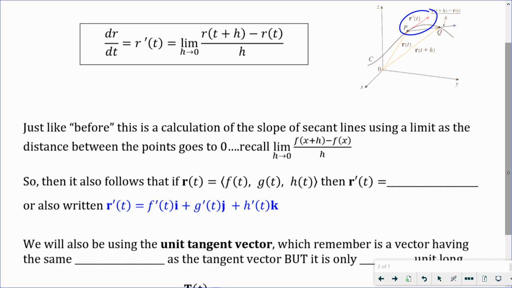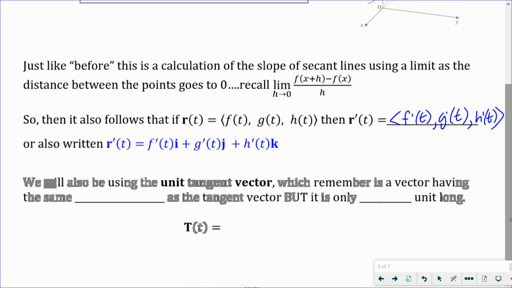Anyway, if you have r of t as three separate functions, like you've been seeing in your problem, then r prime of t is simply f prime of t, g prime of t, and h prime of t. You just do the derivative of each part, just like last time you did the limit of each part. Also, you can write it with i, j, and k, right? When you're doing the derivative, you're finding basically the tangent vector, right? So this is also the tangent vector.